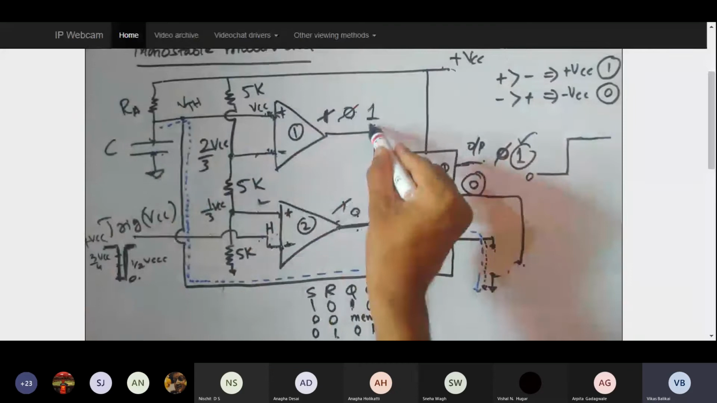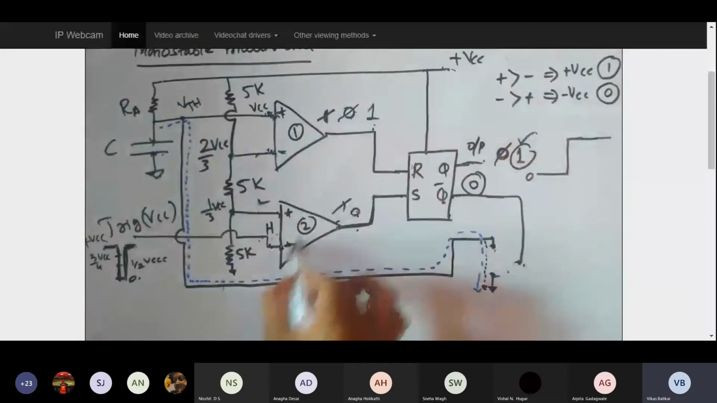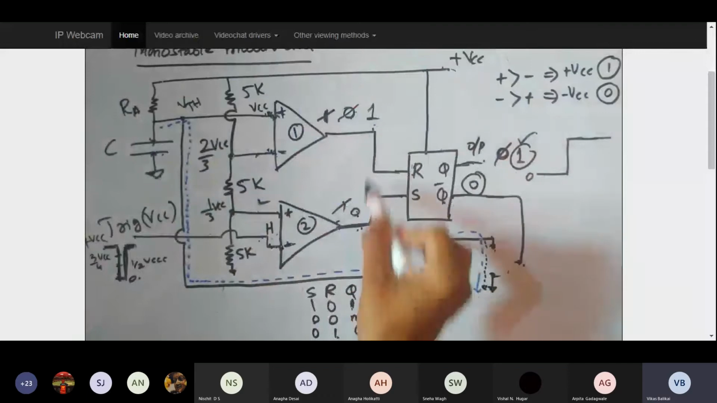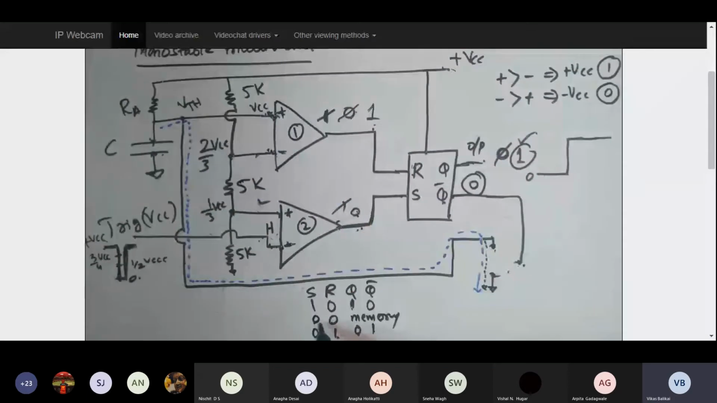Until then this condition holds. So S is 1, R is 0. Sorry, S is 0, R is 1. So under that scenario, what is going to happen? S is 0, R is 1. The output will be shifted to 0. So this output will come down to 0.